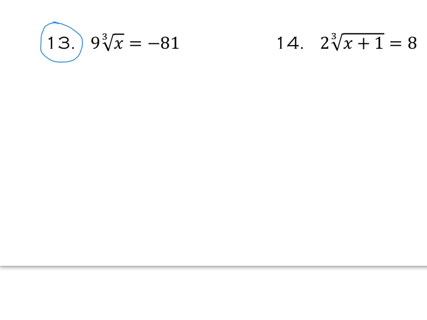Again, we want to get the cubed root on one side of the equal sign, everything else on the other. So our first step is to divide by 9. The 2 9's on the left will cancel out and leave us with just the cubed root of x. And negative 81 divided by 9 is negative 9. And now to get x by itself, we need to cube both sides. Remember to put parentheses around your number when you are cubing or even squaring a negative number.